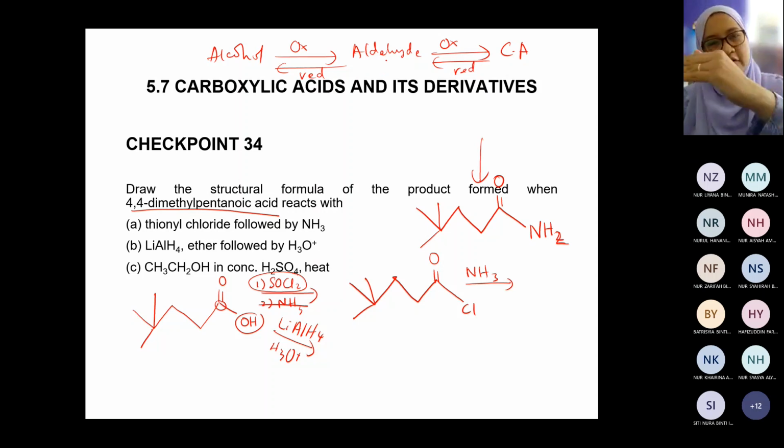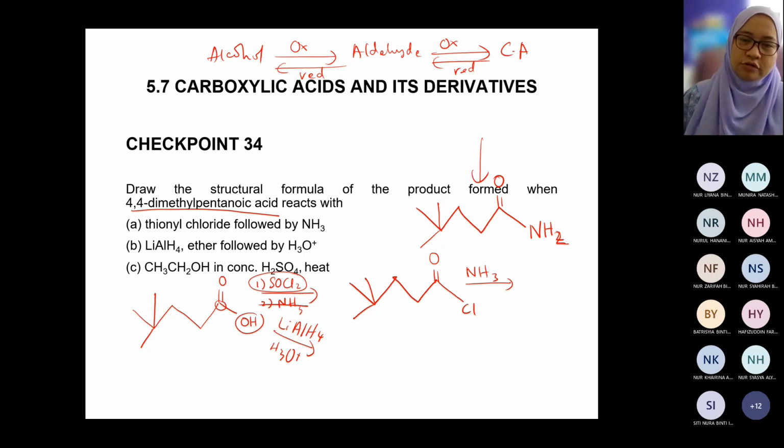Okay, it's just a matter of reversible. I'm not saying that thing is reversible, it's just that the process can oxidize and can reduce. Alright, so if it's carboxylic acid, it will become alcohol. Meaning hydrogen will be added to carboxylic acid.